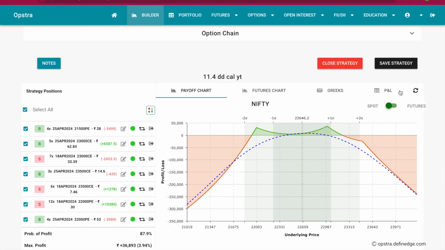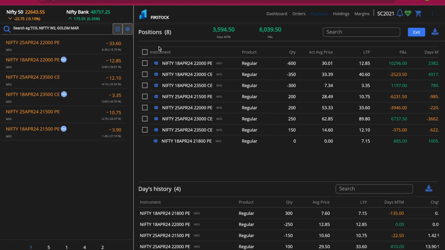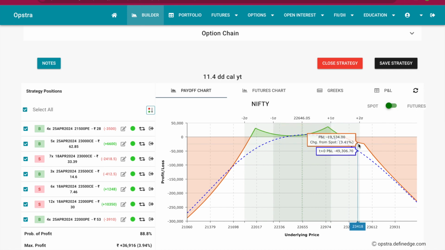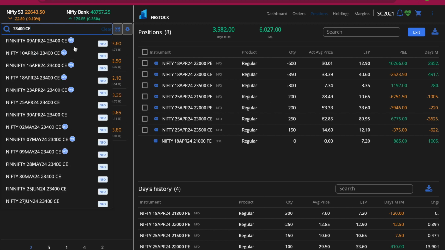Now what we have here, basically this second peak has gone beyond 2 sigma, and I think we can reduce this and bring it inside the second peak. So what we'll do, we'll exit this and bring it to 23,400. That will be the level, 23,400 CE, and 18th April 23,000 CE.